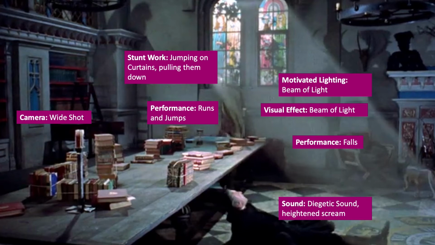In terms of performance of Dracula, he falls, which just shows there's something going on. So he's now lower in the frame, which shows now he's weaker. So before he was bigger in the frame, and now he's smaller in the frame. In terms of diegetic sound, we have a heightened scream to show that Dracula is now in pain because of this sunlight.